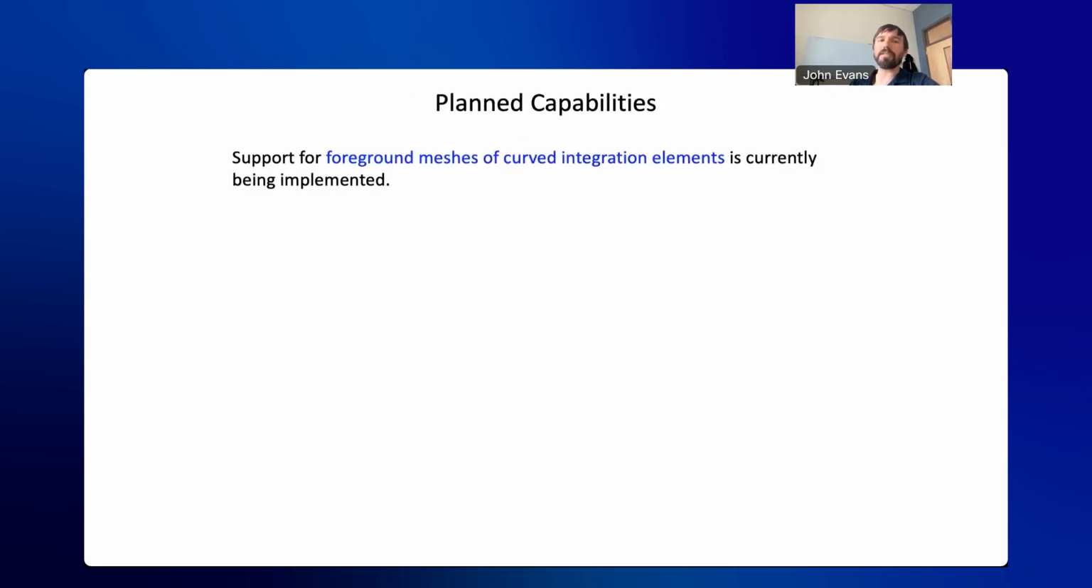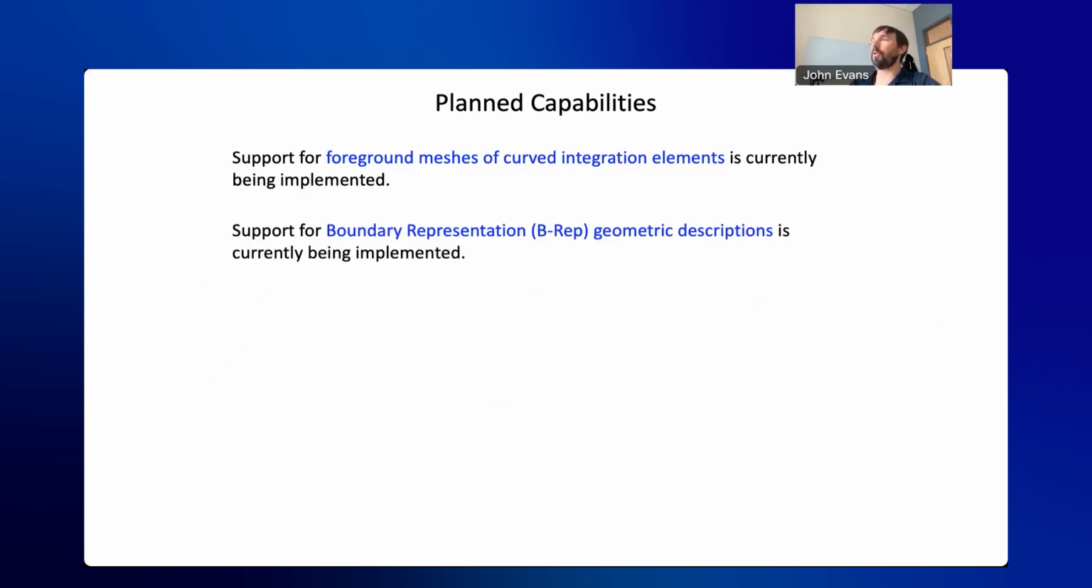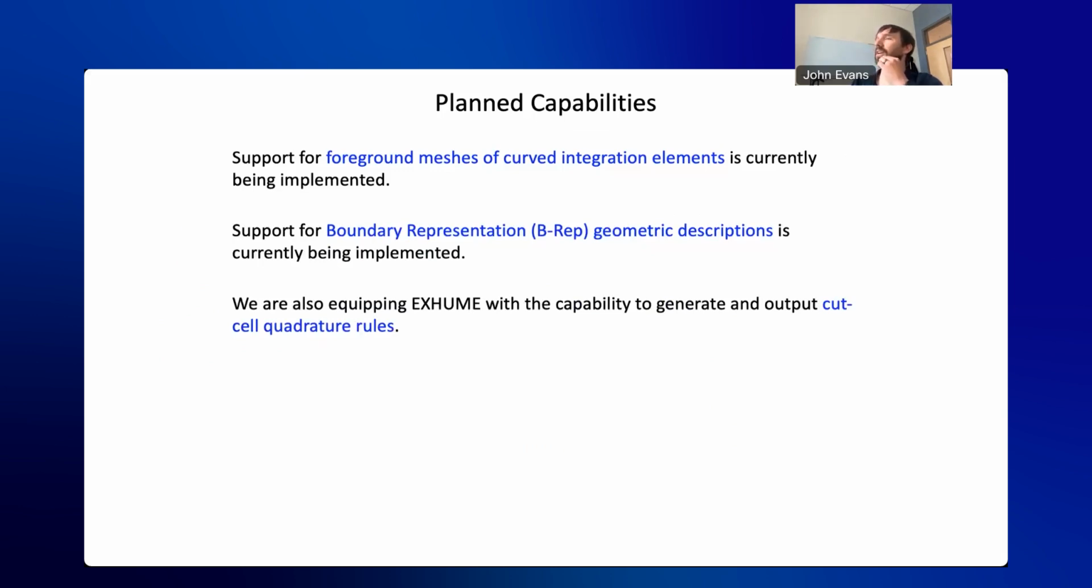So, planned capabilities. Support for foreground meshes of curved integration elements is currently being implemented within our framework. We've already tested this approach using just a testbed code that we wrote, that undergraduate student Ryan worked on, showing that this approach works quite well. We just don't have it production ready yet. Support for BREPs is currently being implemented. And we're also currently equipping the code with the capability to generate and output cut cell quadrature rules if you want to use customized quadrature rules in a quadrature-based immersed method rather than interpolation-based.